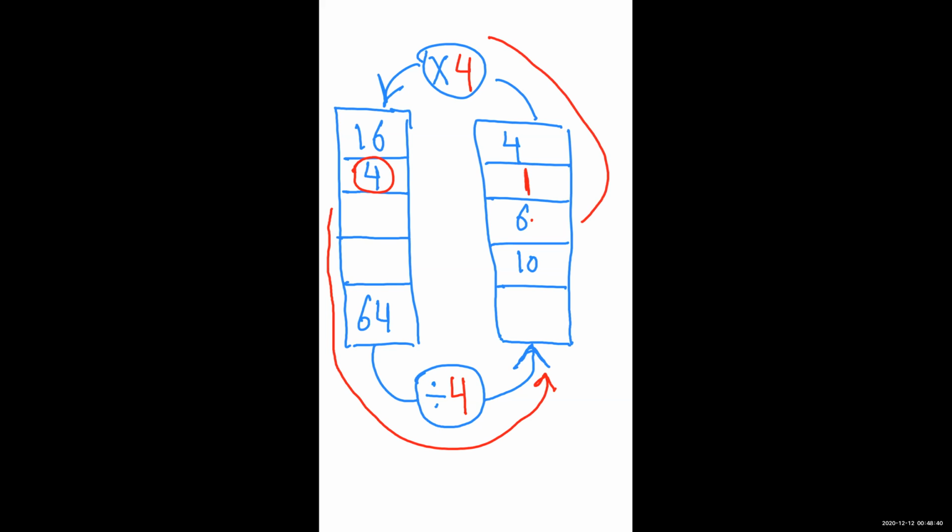6 multiplied by 4, so it will be 24. 10 multiplied, so all the terms on the right, we will multiply it. All the terms on the left, we will divide it. Okay, so 10 multiplied by 4 means 40. 64 divided by 4 equals 16. Okay, so is it clear? Yes. Is it clear or not? Yes, it's clear.